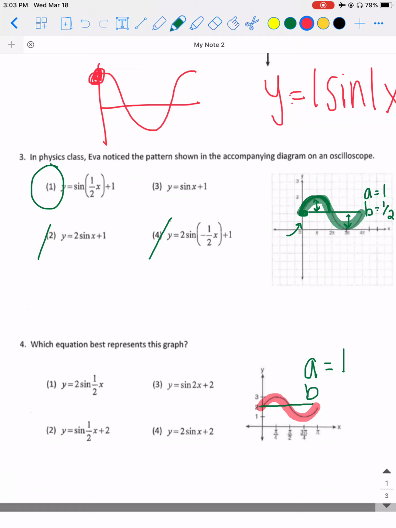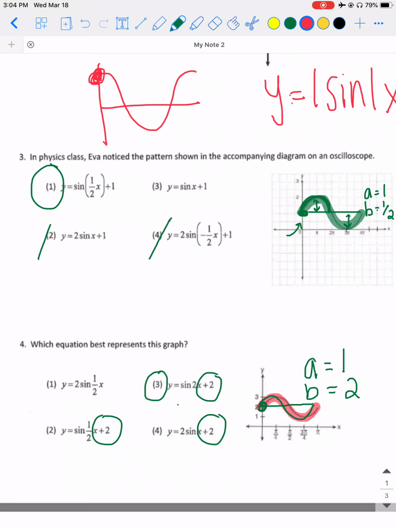My frequency is how many cycles am I going to have from 0 to 2 pi? Right now I have 1 cycle at pi, so that means I'm going to have 2 cycles at 2 pi. We're starting at x equals 0, so I don't need to worry about any shifts left or right. But since my midline is at 2, I need a plus 2 at the end of my function to move everything up.